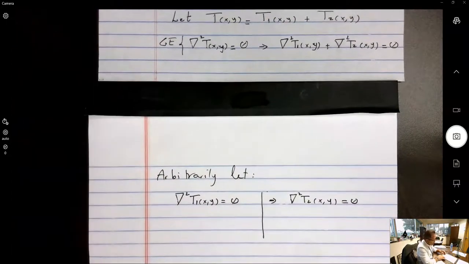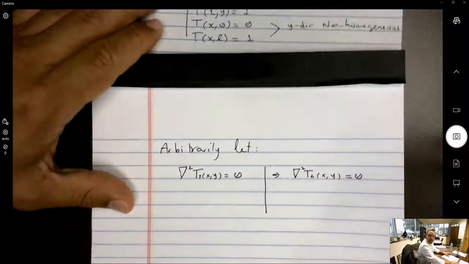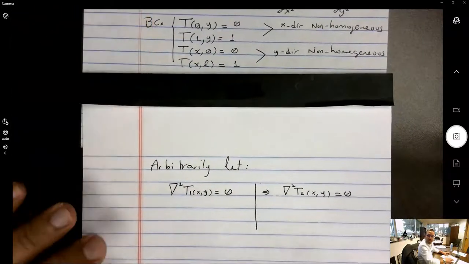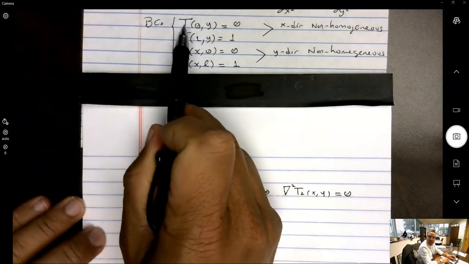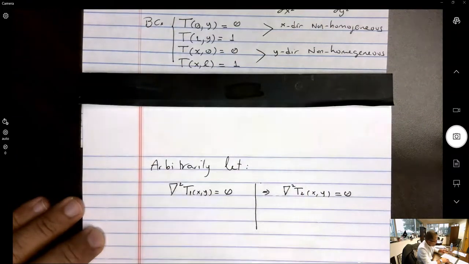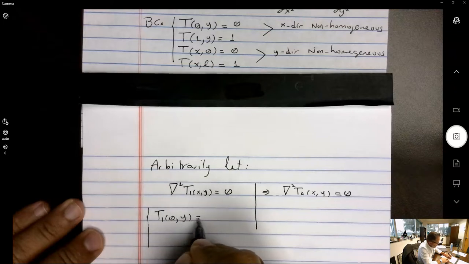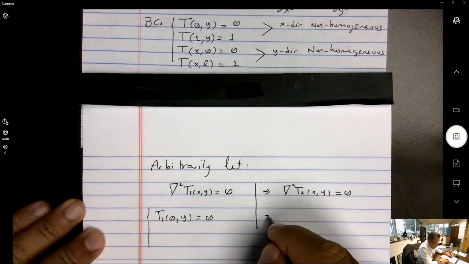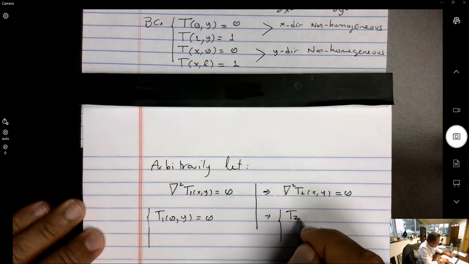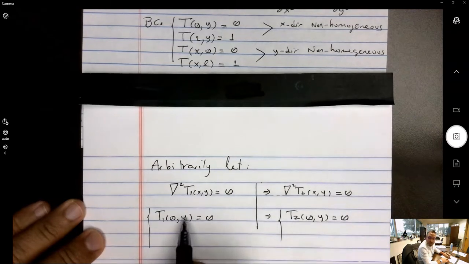And now I'm going to also break up the boundary conditions. So if you look at the boundary conditions, I'm going to try to squeeze this here. So the Laplace, so T is T1 plus T2. So T1 plus T2 is equal to 0 at x equals 0. So basically, T1 at x equals 0, comma y is equal to 0. And therefore, T2 at 0, comma y should also be equal to 0, because this plus this one should equal T.